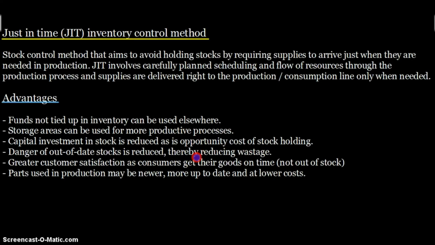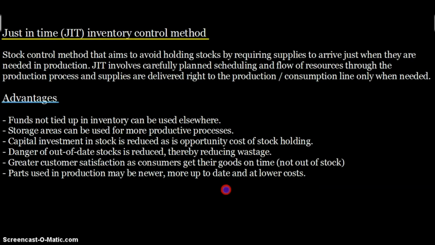The danger of out of date stocks is reduced, thereby reducing wastage, that is, the issues of obsolescence, like your fresh foods getting expired, or your technological items perhaps becoming outdated. All that danger is also reduced. So whenever you use JIT, you already get the latest equipment or fresh food items. You always provide your customer with fresh items, there are no out of date stocks, and it overall reduces your wastage.